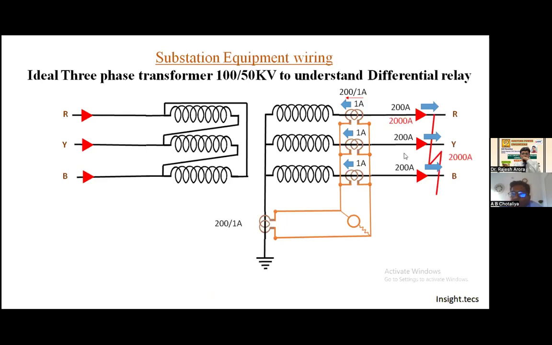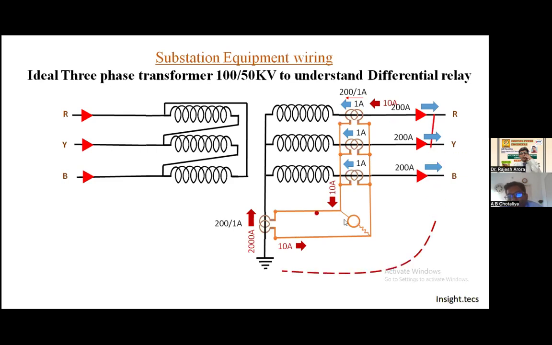But if an outer side fault occurs, then the outer side current of 2000 ampere will go to the neutral of the transformer. So the current in the secondary will be 10 ampere, and the neutral CT will also produce 10 ampere. So our REF protection relay will not operate at any time.